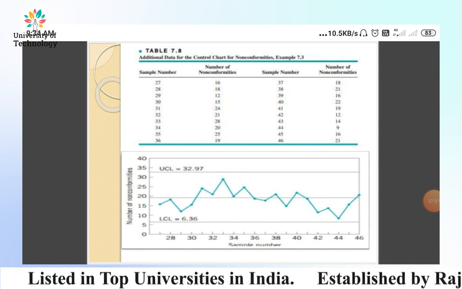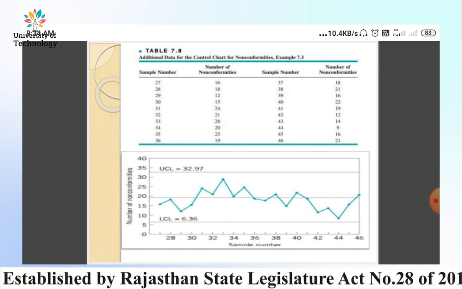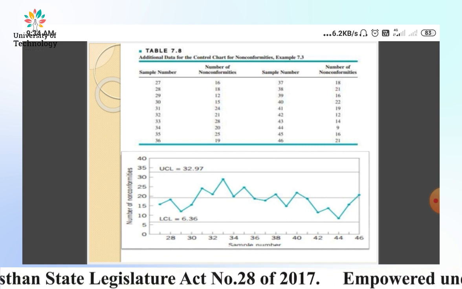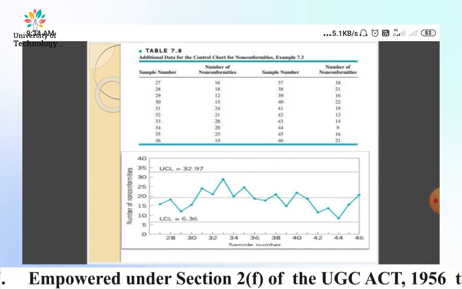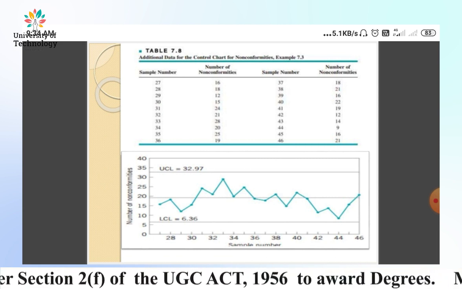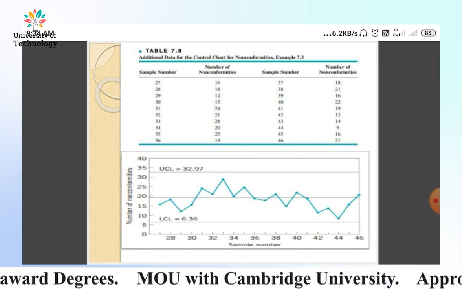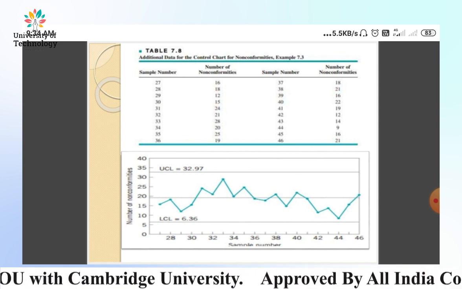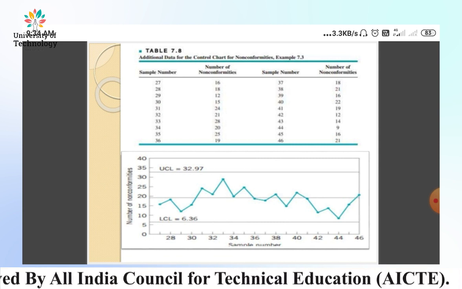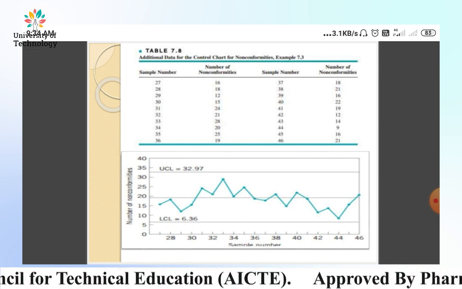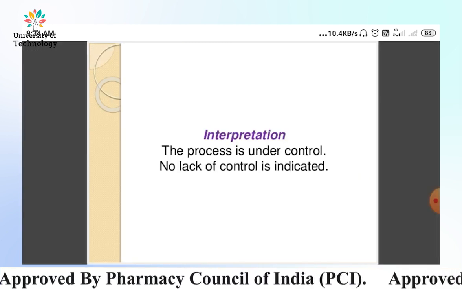Additional data for control charts for non-conformities. Another example is taken with sample numbers from 27 to 36 and the number of non-conformities given, and sample numbers from 37 to 46 with the number of non-conformities given. After the solution, the lower control limit, upper control limit, and mean are shown by a graph that is called the C chart.